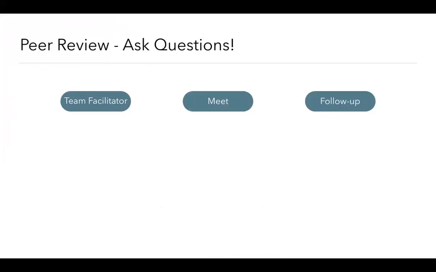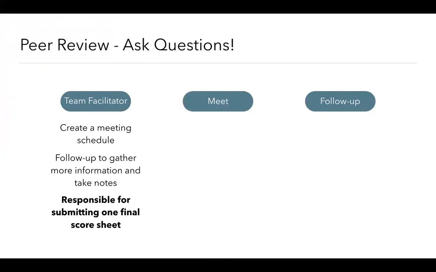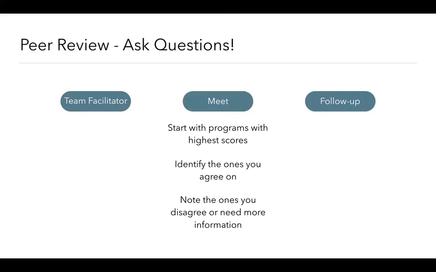That team facilitator is going to be responsible for setting up the meetings. We recommend 3 meetings, and we'll get into that a little further down the road. We're going to ask that the team facilitator be the one responsible for following up to gather more information if necessary. And then that team facilitator will also be responsible for the final score sheet. So each team will submit one final score sheet back to Lisa, Megan, and Morgan. So that's the team facilitator's responsibility, to keep things moving forward and then to submit that final score sheet.